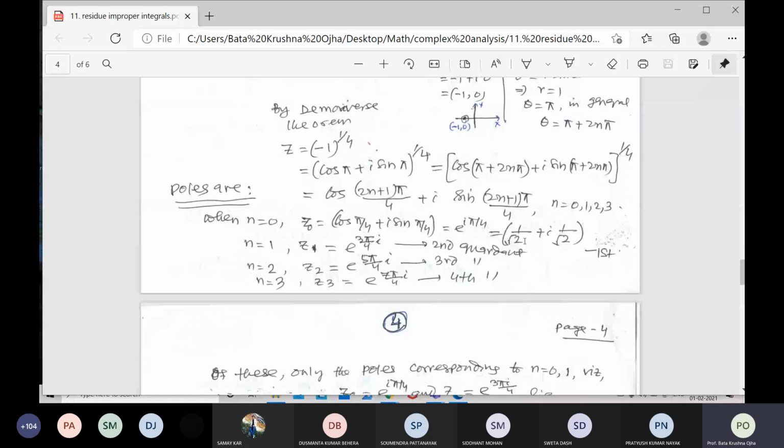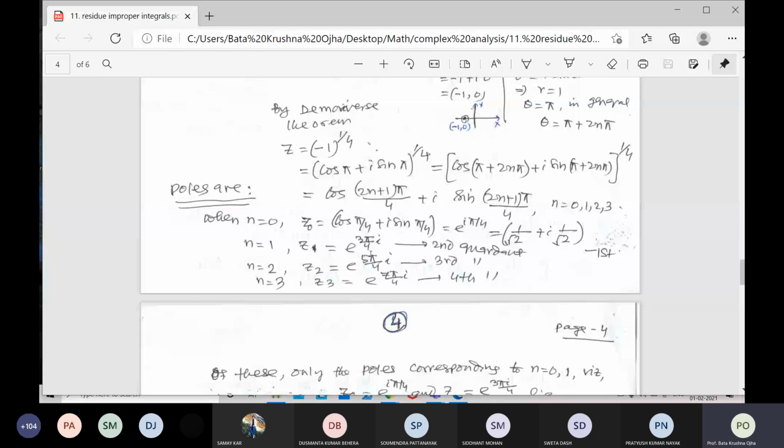If you know that pi by 4 belongs to the first quadrant, it is sufficient. Pi by 4 is equal to 45 degrees, it belongs to the first quadrant. Therefore, z0 is a pole in the first quadrant. Similarly, n is equal to 1, z1 is equal to e to the i 3 pi by 4. What is the angle? The angle is equal to 135 degrees, so it is in the second quadrant. That is sufficient, it is not necessarily right in terms of number. So it is the second quadrant.